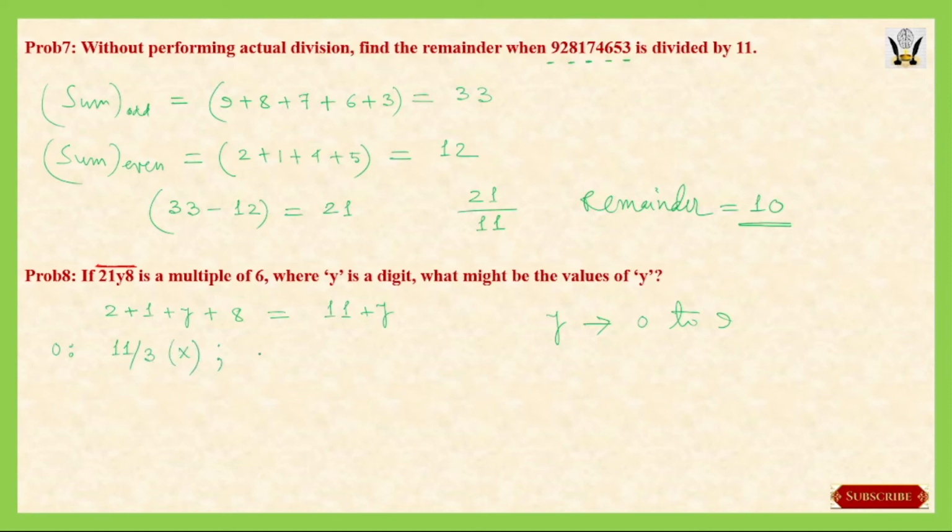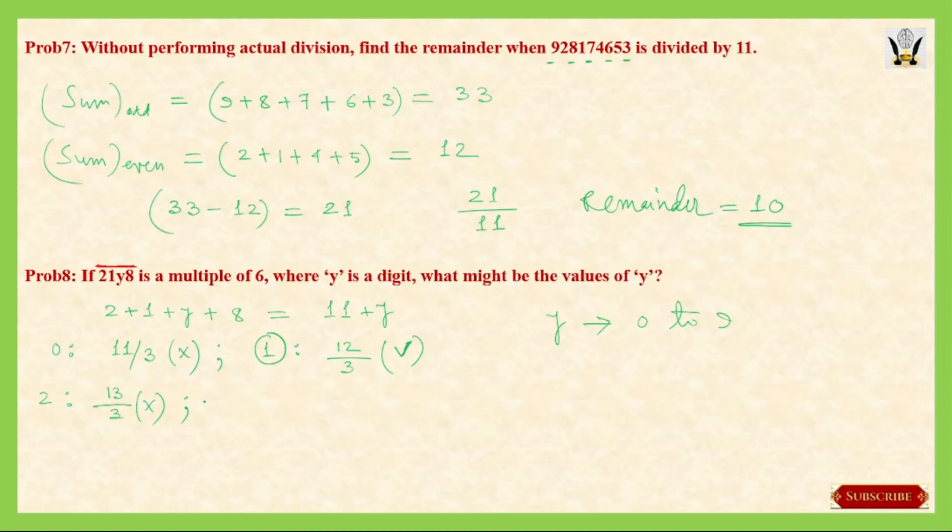Now next, when the value of y is 1, then this summation will be 12. So 12 is divisible by 3 and the remainder will be 0, so it is divisible by 3. So here the value of y is 1. Next, when the value of y is 2, then it will be 13. 13 is not divisible by 3.